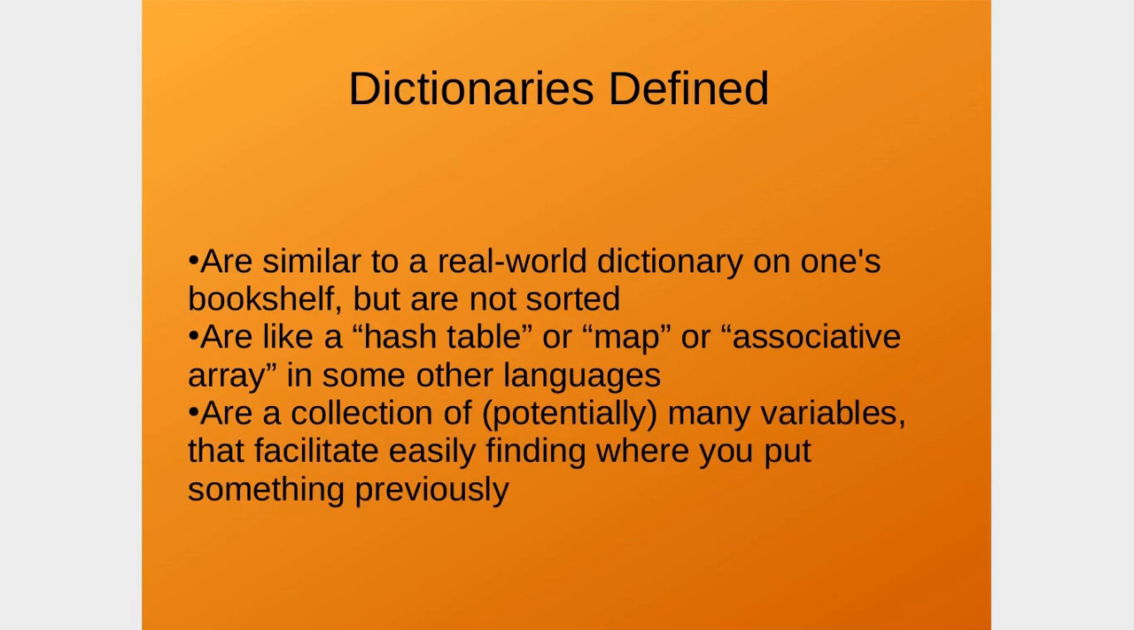Dictionaries are a little bit like a real-world dictionary on your bookshelf, but they're not sorted. There the analogy ends. Again, they're a bit like a hash table or map or associative array. And they're a collection of potentially many values that facilitate easily finding where you put something previously. So it does O of 1 amortized insertion and deletion.